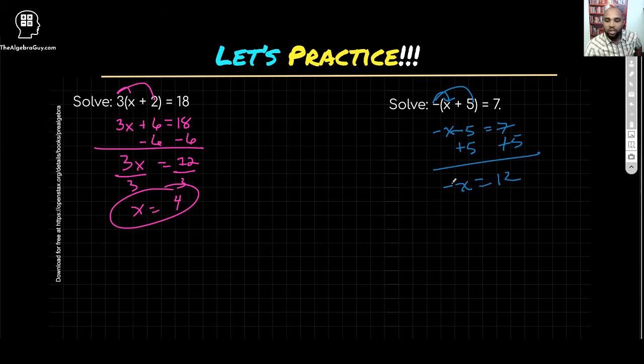So I need to get rid of this negative, or really there's a -1 here. So there's two things I can do. I can multiply both sides by -1 or divide by -1, because they both have the same effect of changing this to a positive. I'm going to multiply by -1. So now I got x equals 12.